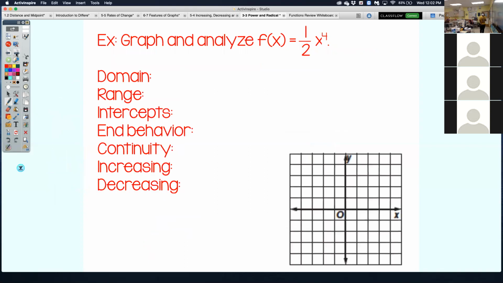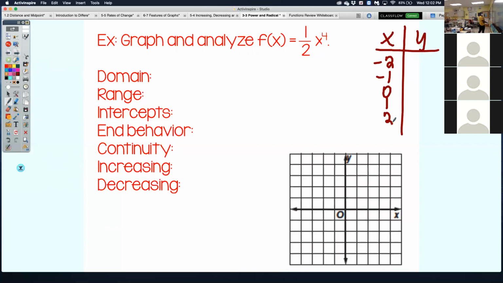So let's analyze and graph this function, 1/2 x to the 4th. We're going to find all these features of this particular function, and we're also going to graph it. Okay? But let's start with graphing first. As you know, we can always make a table to graph these functions, right? We'll pick some values for x, plug them in, and we'll get our values of y.